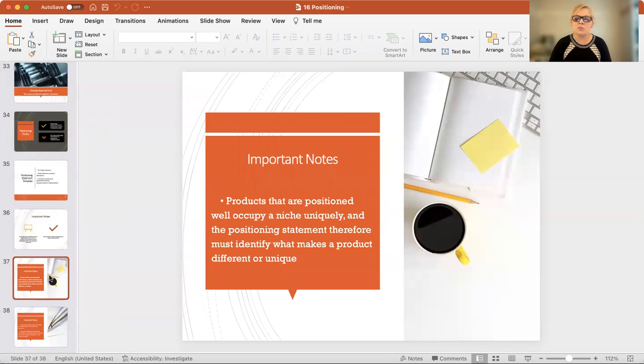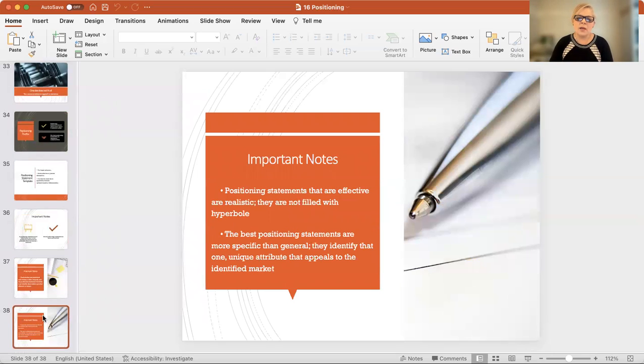All right, important notes. Products that are positioned well occupy a niche uniquely. Okay. And finally, effective positioning statements are realistic. They're not filled with hyperbole. We want something to be truth. We want it to be our internal truth. And we don't have to fill ourselves up with nonsense in order to get that truth, because we really want to be able to accomplish it and we want to measure that accomplishment.